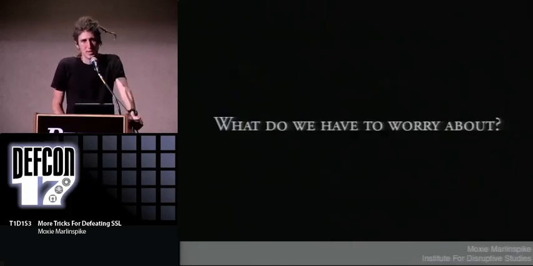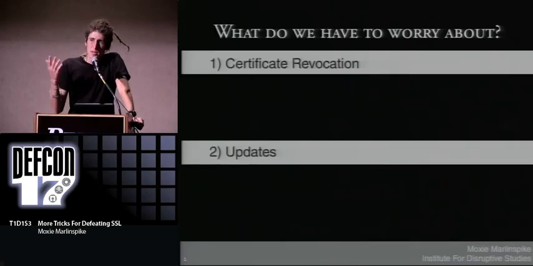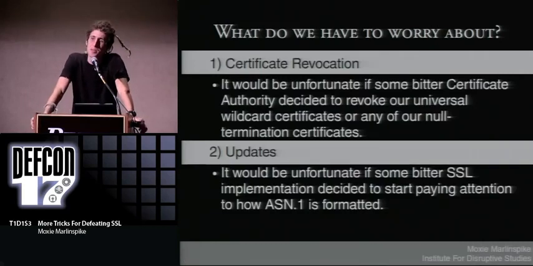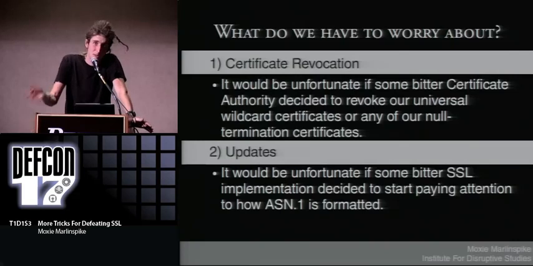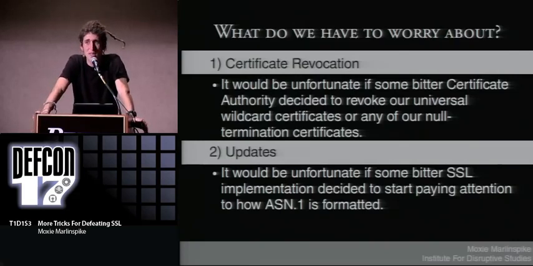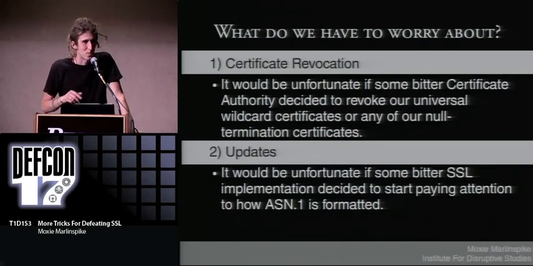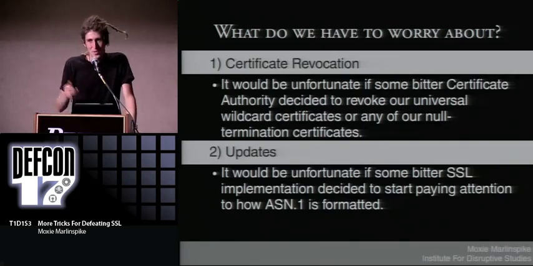So what do we have to worry about as attackers, right? The two things that come to mind for me are certificate revocation and updates, right? So the first thing is that it would be unfortunate if some bitter certificate authority audited their system, discovered that a bunch of certificates had been issued with null characters in them, and then went to revoke those certificates. And then updates is that, it would be unfortunate if some bitter SSL implementation actually fixed their thing, and then our tricks stopped working, right?